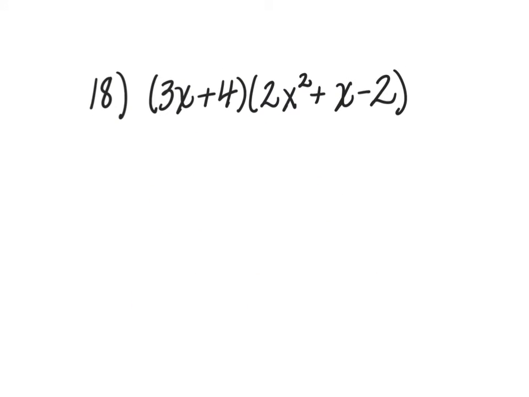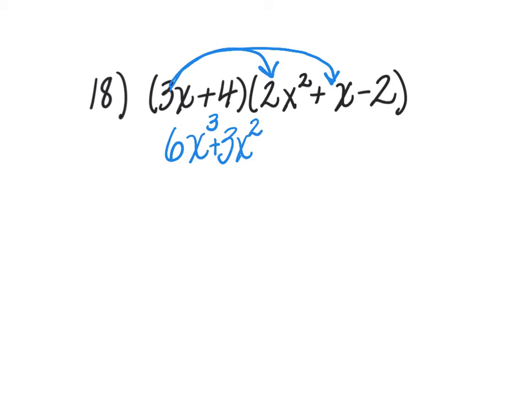Number 18, we're going to do the exact same way. We're going to first start off by distributing the 3x to the three terms in the trinomial. So 3x times 2x squared, 3 times 2 is 6, and x times x squared is x to the third power. 3x times x is going to be 3x to the second power. And then 3x times negative 2 is negative 6x.